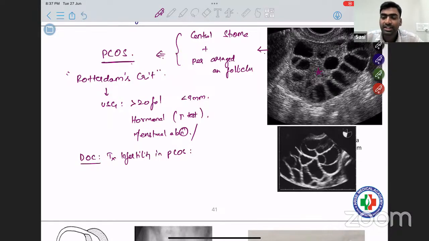What is the drug of choice for treating infertility? Just infertility? Yeah. The drug of choice is letrozole. It is letrozole. Just remember. And don't confuse this PCOS with this image.